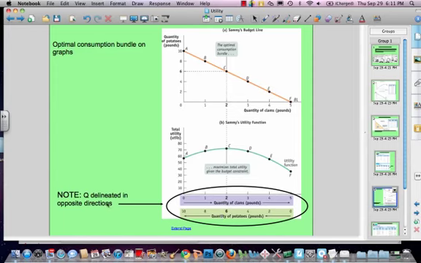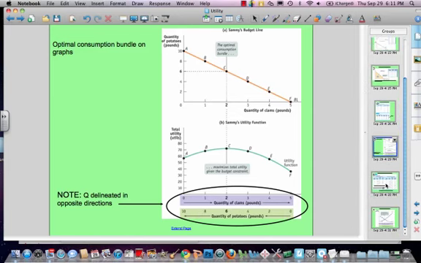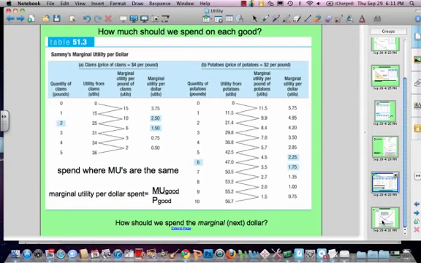Note, in a utility function, when you have more than one product, Q is going to be delineated in opposite directions. Increasing here, decreasing here. Pause if you need to take a closer look. Okay, that tells us how much to consume, but how much should we spend on each good?